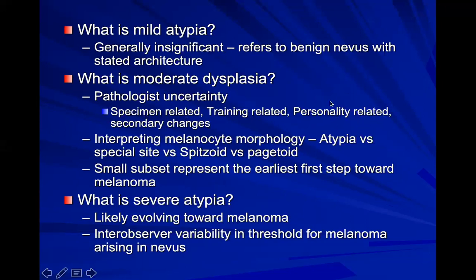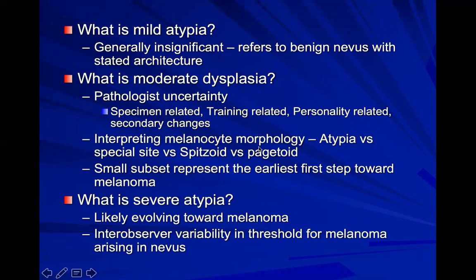Are you a nervous Nelly, or are you cavalier to determine whether you think everything is moderate or everything is not moderate? Are there secondary changes? Is this thing inflamed? Is it irritated, making you uncertain? These things are not true atypia necessarily, but they are contributing to the pathologist's uncertainty, and therefore they put it in this category.